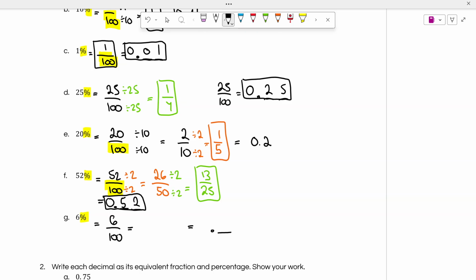I know my decimal will reach the hundredths place, so 2 positions after the dot. The 6 will go in that position, and then any other empty places get filled with zeros. So my 6 hundredths is 0.06 as a decimal. For my fraction, I am going to simplify it by dividing top and bottom by 2, and that'll give me the simplest form, 3 over 50.